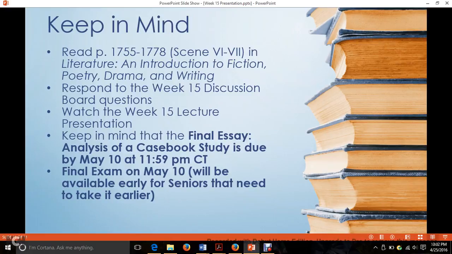I am going to make the final exam available earlier than that for seniors that need to take the test before the 10th. So any of you that have to have your grades turned in before the normal Crowder May 12th time period, then let me know, and I will give you the password to the final exam, and you can take it earlier. So that is all I have for this week.